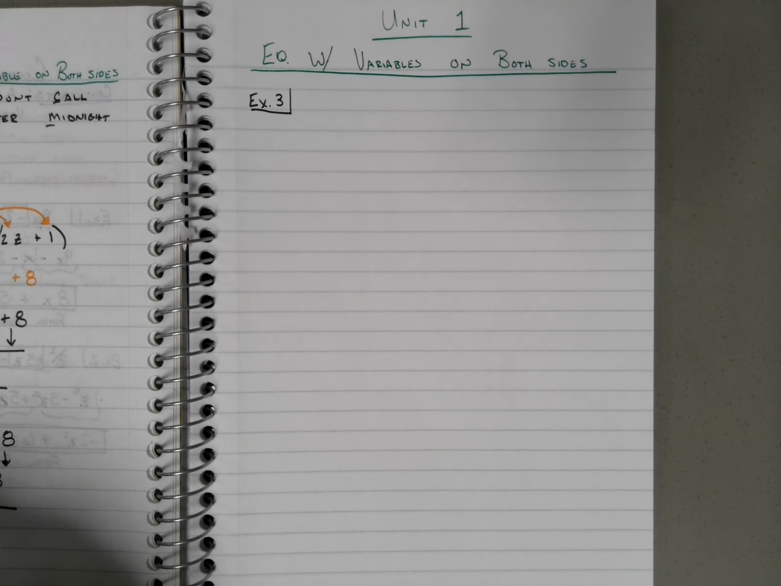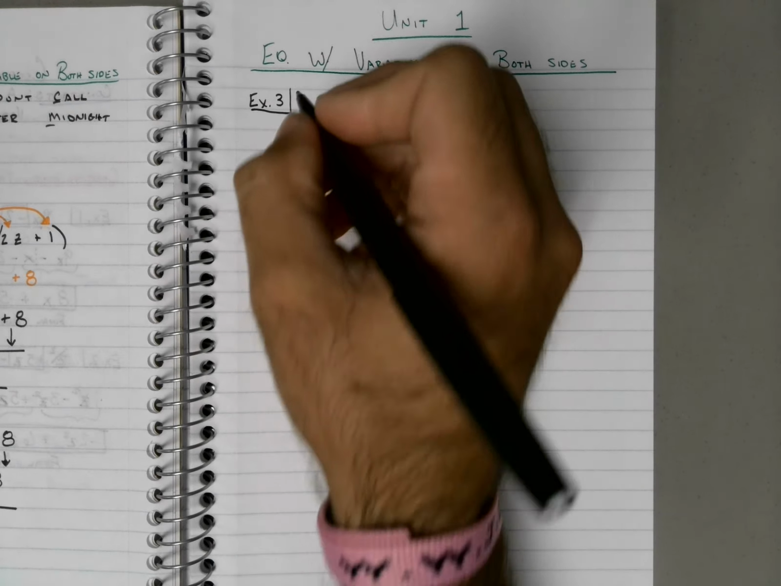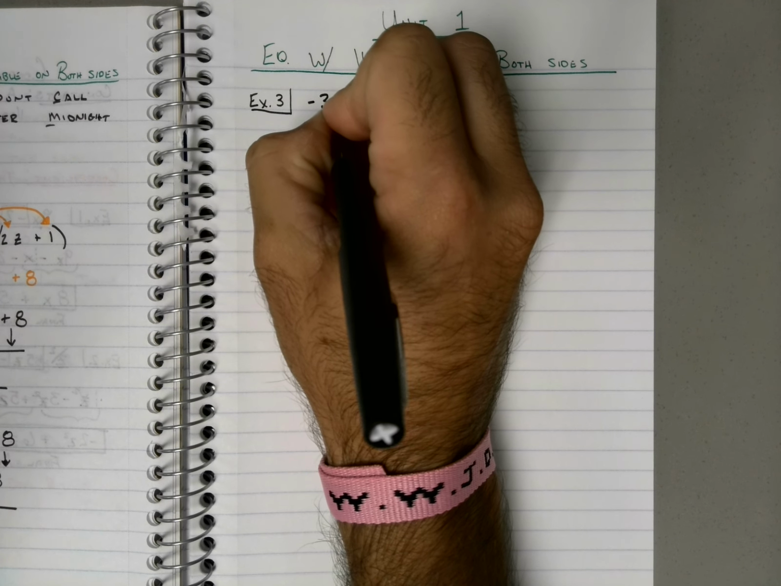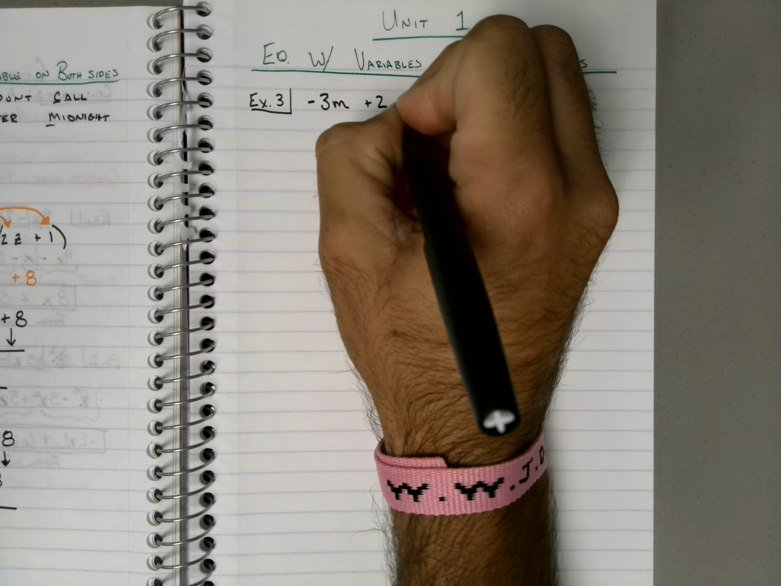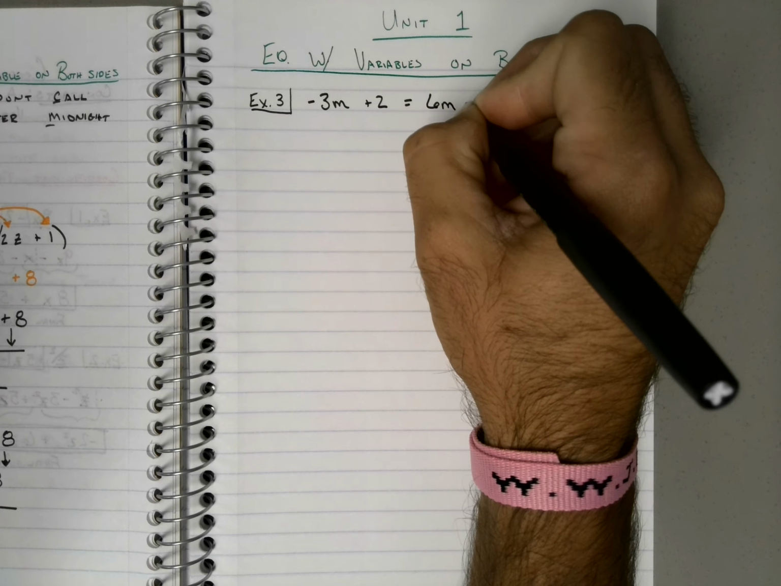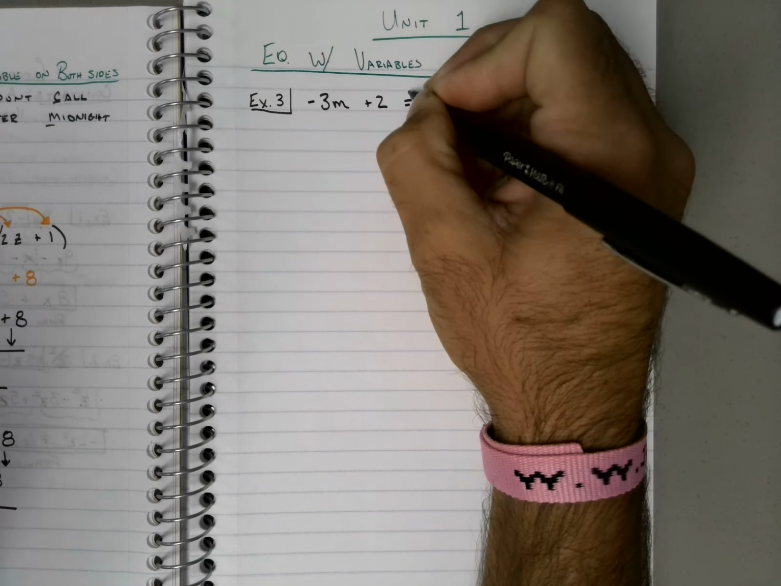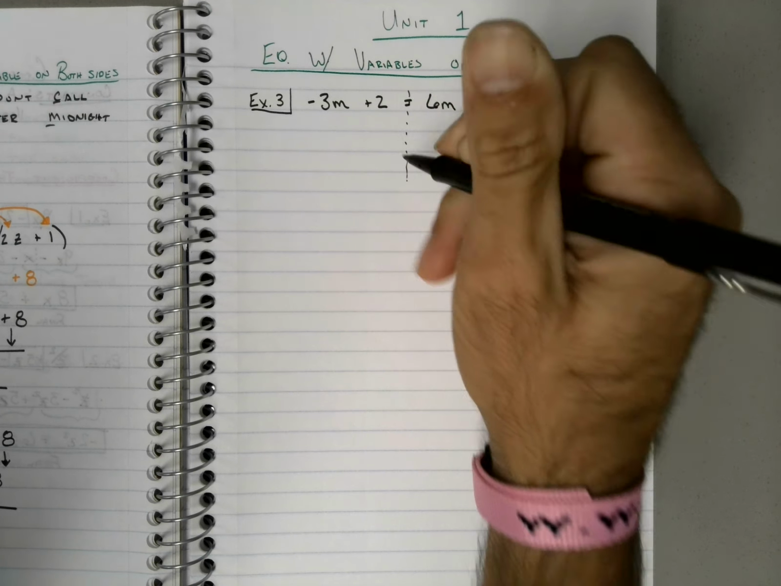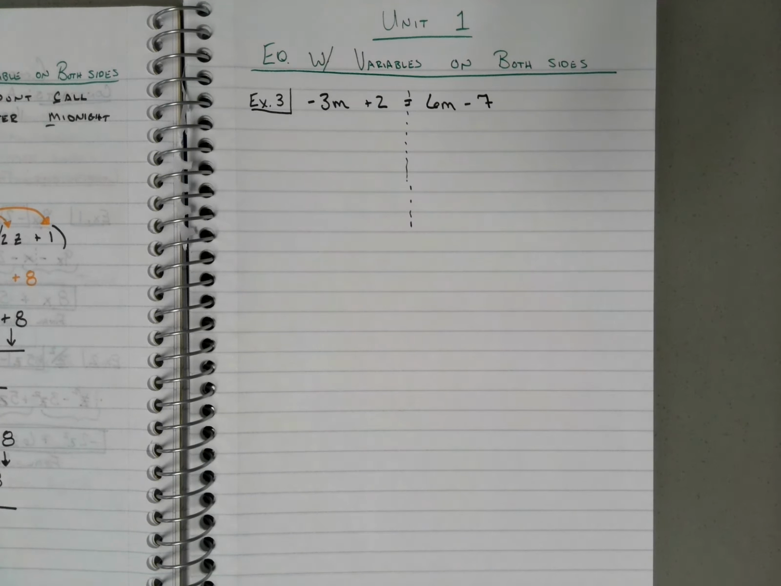All right, so let's say we have negative 3m plus 2 equals 6m minus 7. And if you have to, draw a little line there. Help separate those sides. Okay, so do we have parentheses? No, I don't see any. That means we can't distribute. If there's no parentheses, we automatically cannot distribute.